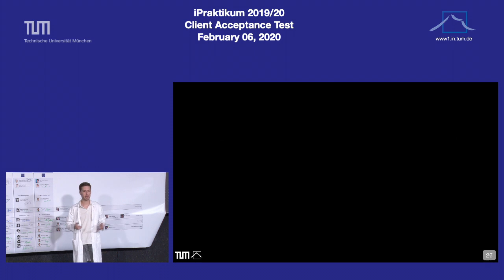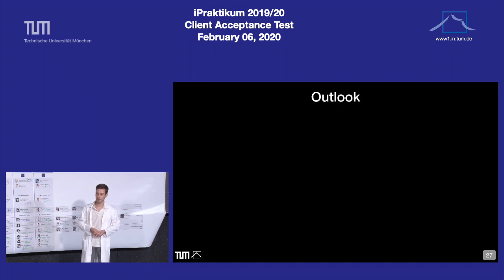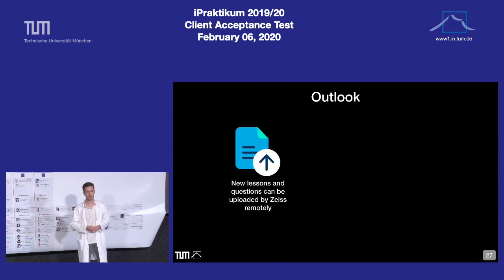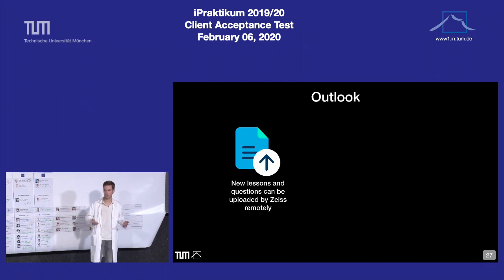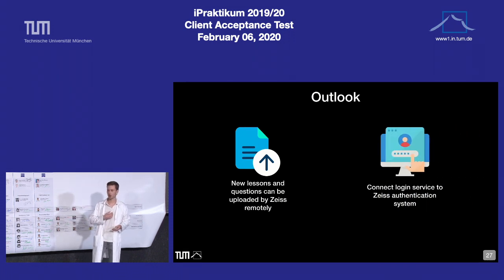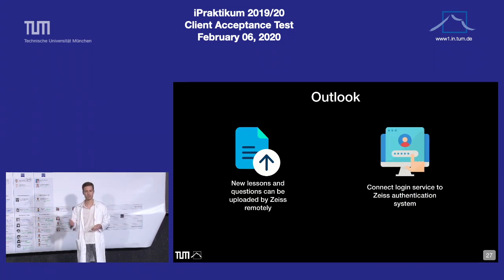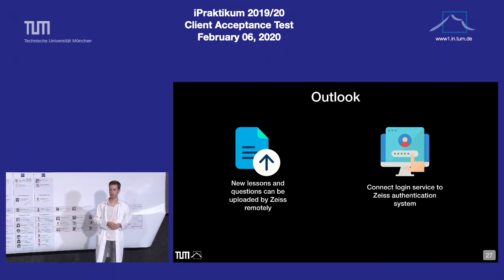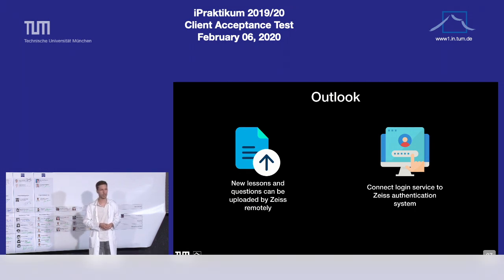Okay, but what's next? There are a lot of different ways we could improve our app in the future. On the one hand, connecting Brain Game to an official server from Zeiss will allow upload of new questions and tutorials, not only via an App Store update, but also via an over-the-air update. On the other hand, switching from our own login service to the official Zeiss login service would enable seamless integration into the Zeiss ecosystem.